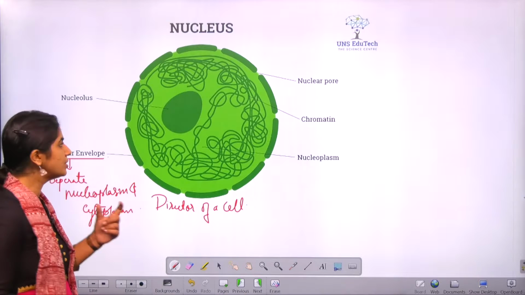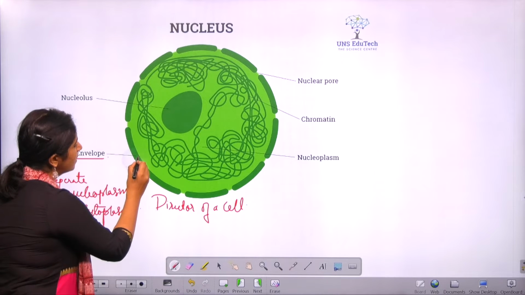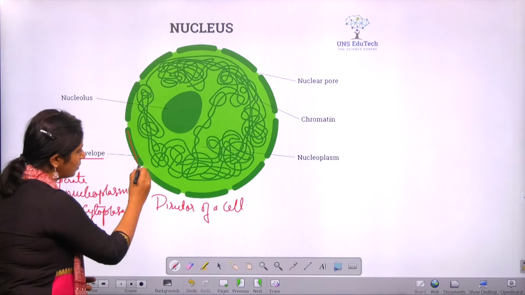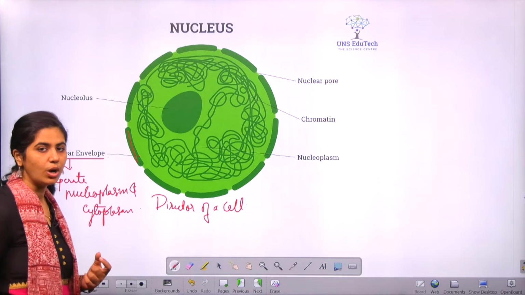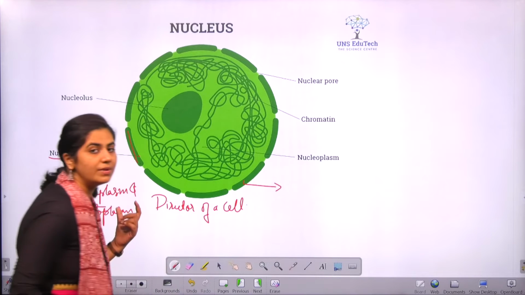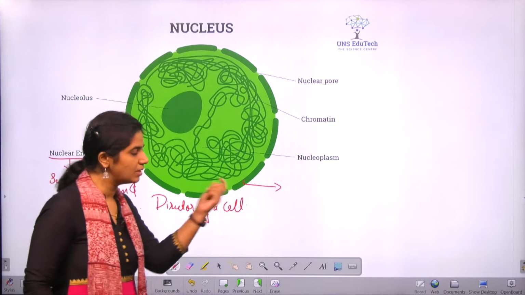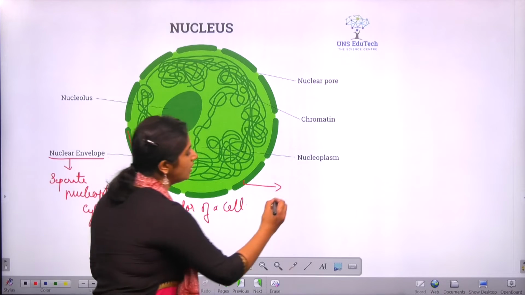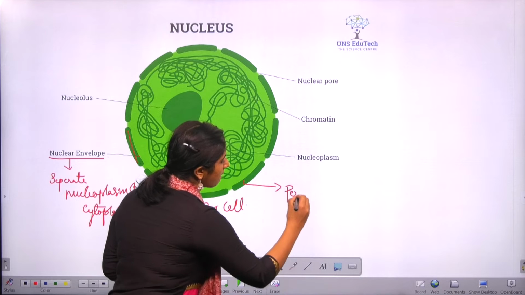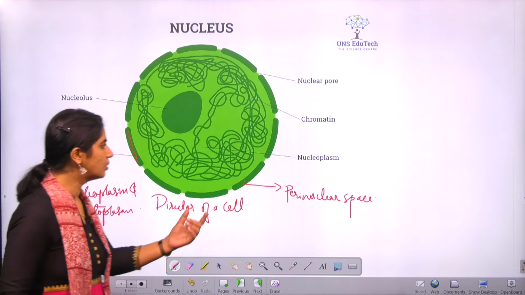Right, and if you see the nuclear envelope, we can see that it is double layered. So it has a space in between this, right? This space is called perinuclear space. What is this space called? The nuclear envelope or the nuclear membrane is a double layered membrane. It has a space in between and this space is called perinuclear space.